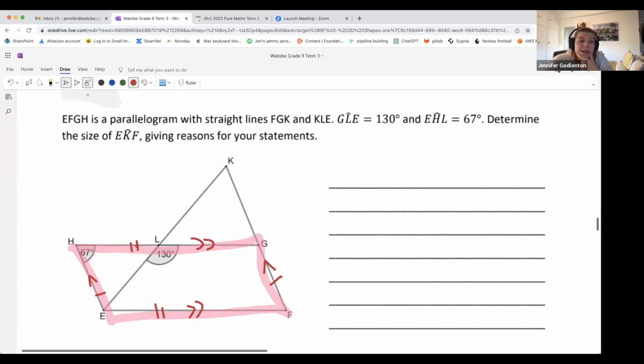Then, next part, it says, with straight lines FGK and KLE, angle GLE is 130 degrees. So that's that angle over there. And angle EHL is 67 degrees. That's that angle over there. Determine the size of EKF. So EKF would be this angle up here, and we have to give reasons for our answers.